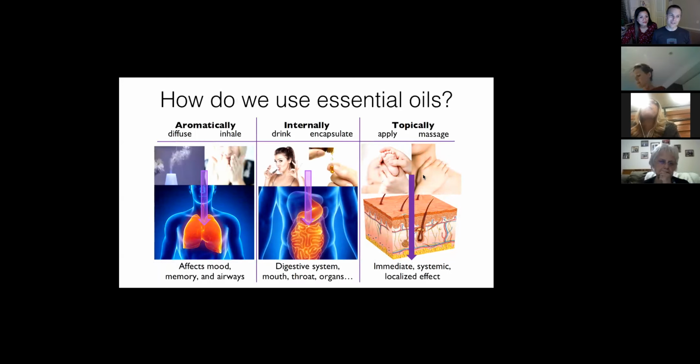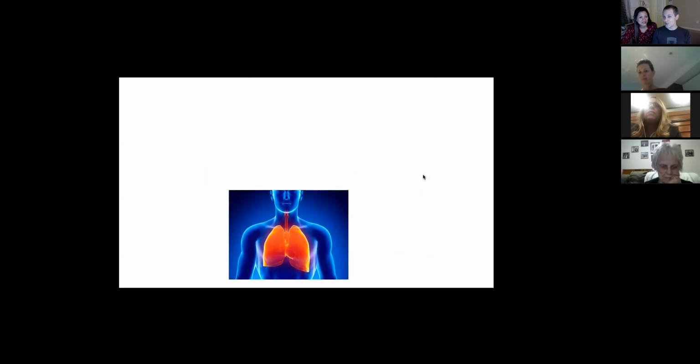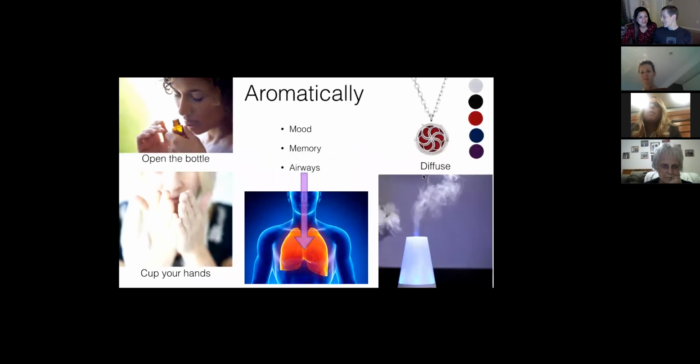So how do we use them? Well, there's 3 ways that we can get them into our body. Not with a syringe. We can breathe them in, and that goes through our lungs. We can take them internally into our digestive tract. We can put them on our skin, and they're absorbed into our body. So I'm going to talk about each one of these in turn. Stop me if I'm going too fast.